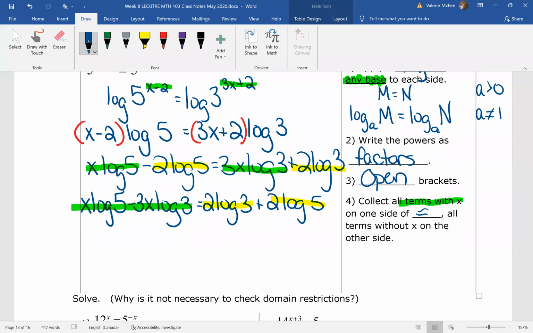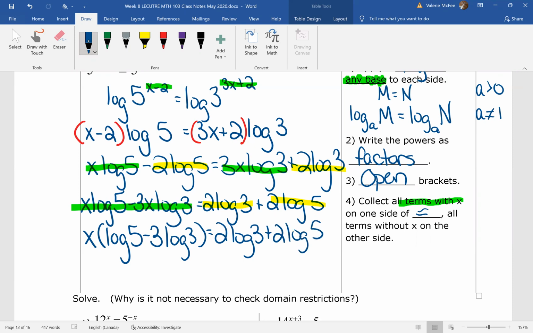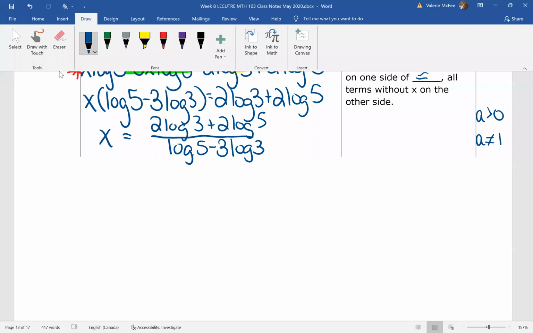Now we see that x is common. So we can factor out that x. And just divide both sides by that factor. X equals everything on the right divided by our factor on the left. Now this answer is absolutely fine. You don't need to simplify it any further.